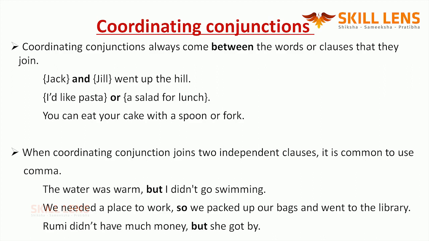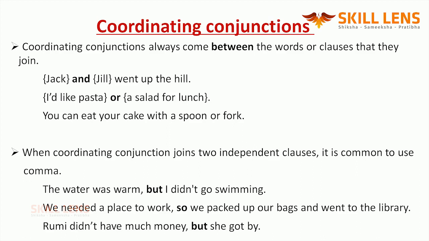The water was warm, full stop. I didn't go swimming, right? These are two different sentences brought together by the coordinating conjunction but. That's one of the jobs coordinating conjunctions do. They join sentences, words or clauses that are grammatically equal. They carry equal importance and have similar structures. Okay, so here two independent clauses, when they come together, right, there is always a comma that we use.